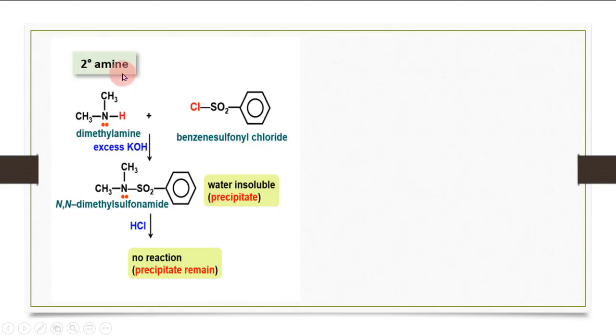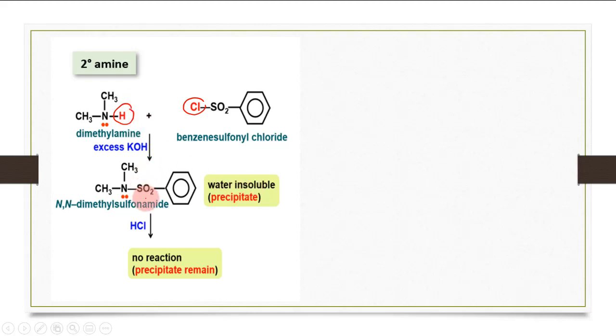For secondary amines, it is a similar thing. Using dimethylamine as an example, there is still an extra hydrogen. When it reacts with benzene sulfonyl chloride, you take out the hydrogen and the Cl, giving the side product HCl. You form a bond between the nitrogen and the sulfur in the first step. This product has no cation and anion, so it is a white precipitate, which is water insoluble, in the first step.